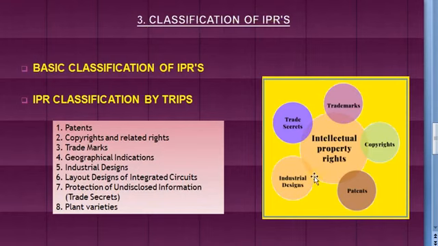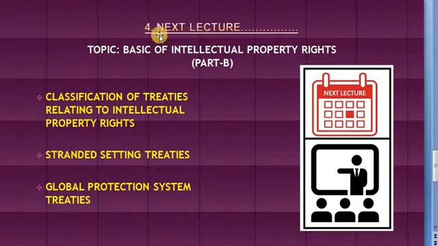So this was all about today's lecture, where we studied in detail various topics of basics of intellectual property rights. In the next lecture, as you see on the slide, we shall revise another three important topics of this unit, that is classification of treaties related to intellectual property rights, various standard setting treaties and global protection system treaties. So we shall discuss these three topics with suitable examples in the next lecture.